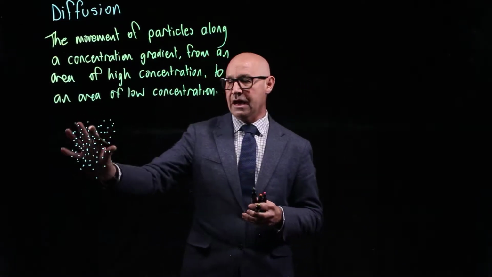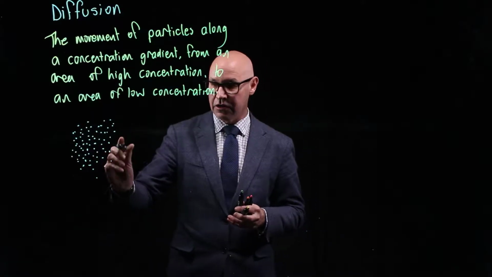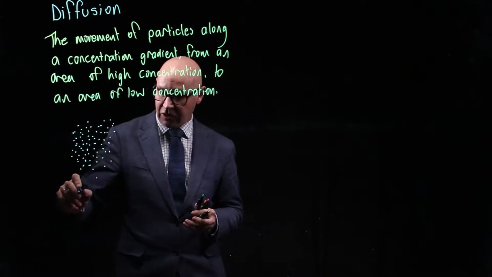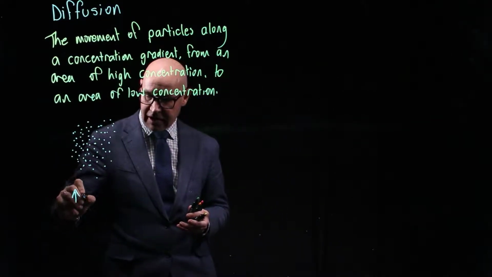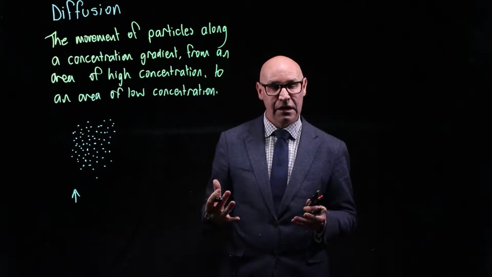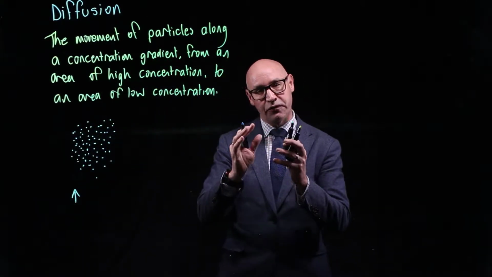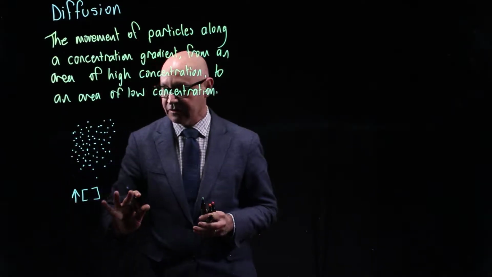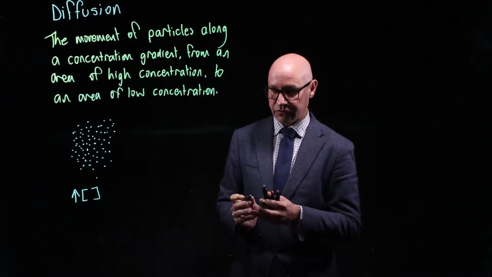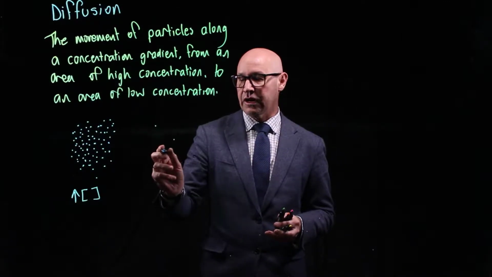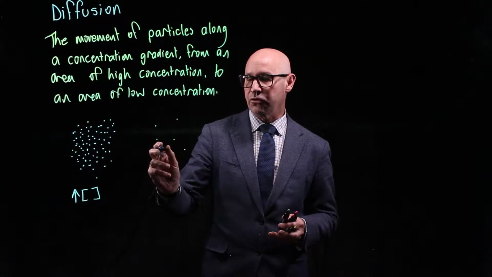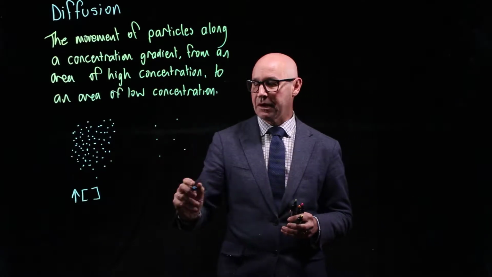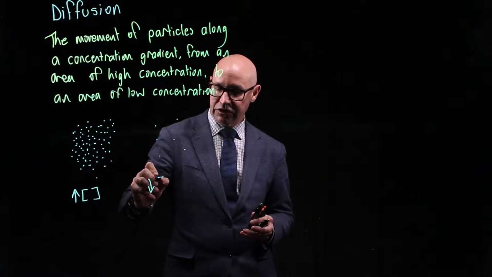So we have an area here of high concentration. So I'm going to show you that by drawing an arrow up for high, and the symbol we use for concentration is a square bracket. So that's our area of high concentration. On this side, let's just say we've got a few little particles, but certainly it's a much lower concentration.